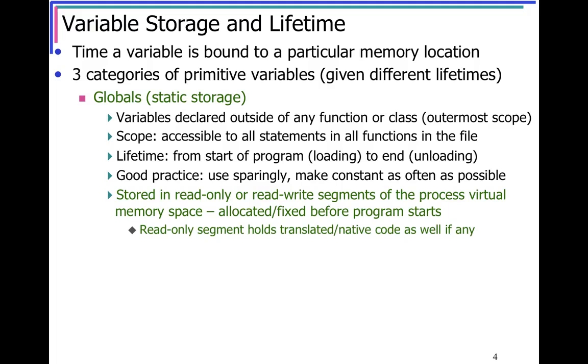Of these three types of storage, the static storage is primarily used for global storage. Different programming languages do different things with globals, but most languages have a way for variables to be declared outside of any function or class, that is, to be in the outermost scope of the program. And again, just as a review, scope is the set of statements that can access a particular variable.